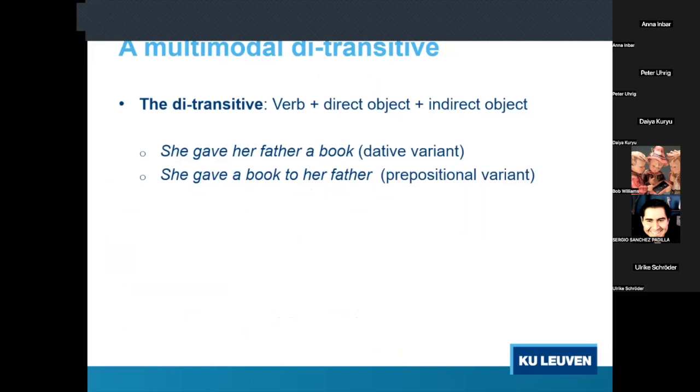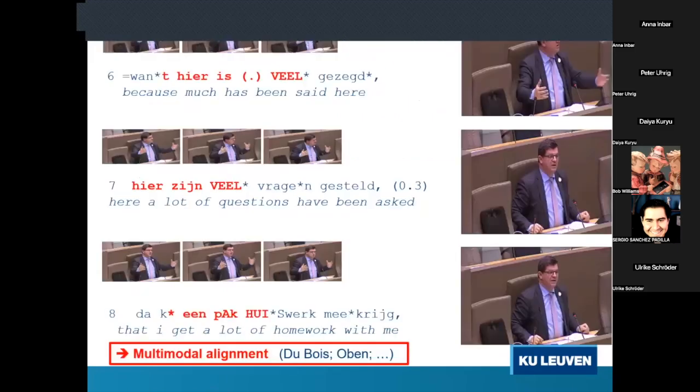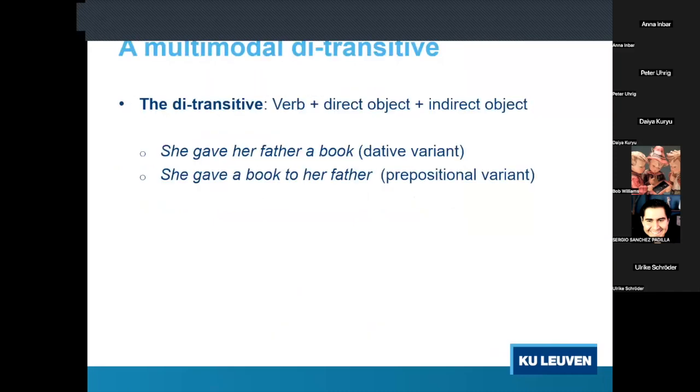Okay, so what's going on here? If you look at the utterances, before I move on, I will be talking about the so-called ditransitive. The ditransitive in linguistics, very briefly, is the verb being combined with 2 objects, a direct object and an indirect object, like she gave her father a book. A book, the direct object, her father, the indirect object. In two variants, it can be realized as the dative variant or as the prepositional variant. She gave a book to her father.